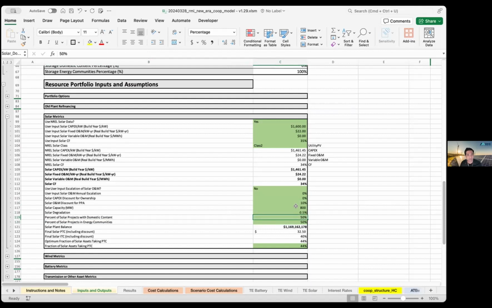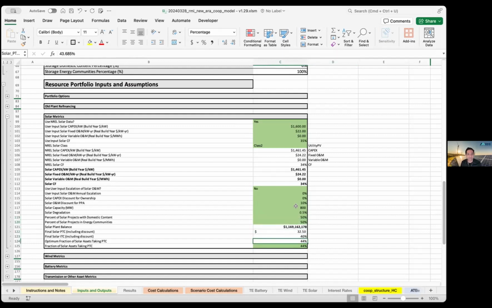This is one of the key variables that you might want to vary between scenarios as you compare different potential scenarios. Similarly, you may have a view as to which of the assets that you're deploying are in a community that the IRS map suggests is likely to meet the definition of an energy community for the energy community bonus adder. And again, you can enter this percentage as well for your solar portfolio.